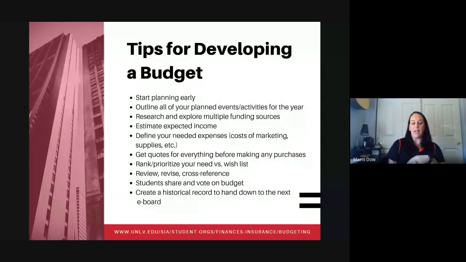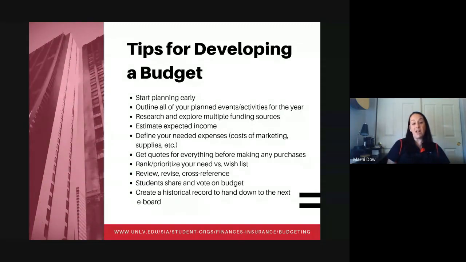So if their budget and their account ledger don't match, what matters is actually what's in their account, and they need to figure out why their budget doesn't match. The budget should be shared with members and voted on so that everyone has buy-in to the way that budget was built. And it helps create a historical record so that can be handed down from e-board to e-board.